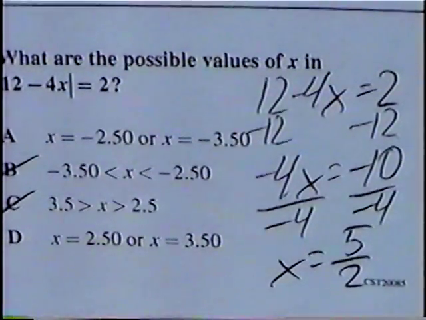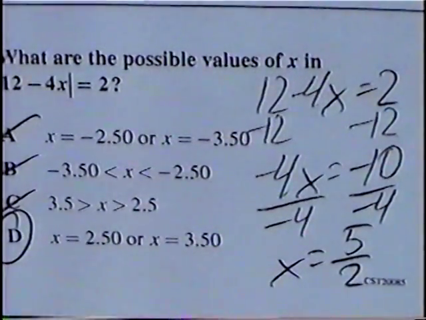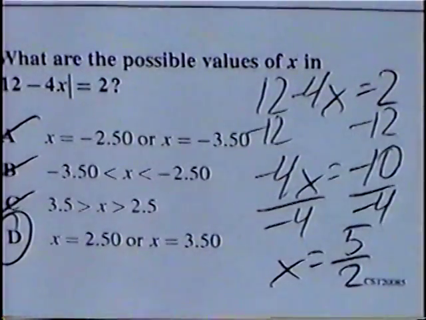Letter A has negative 2.5, which would be incorrect. So the correct answer would be D, x equals 2.5, and the other solution you could get by solving for negative 2.